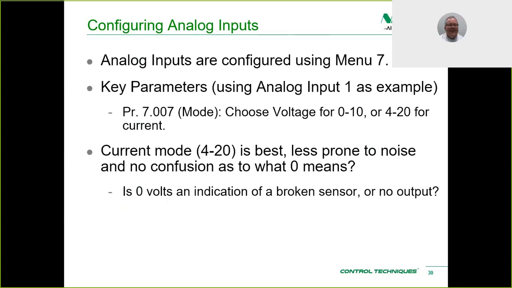Current mode is the best, and the reason for that is it's less prone to noise, system noise, and there is no confusion as to what 0 means. You know, when I'm going 0 to 10 volts, if my feedback is 0, does that mean my transducer is broken or there's just no output? So 4 to 20 is a little better way of going when you're talking about process control like this.